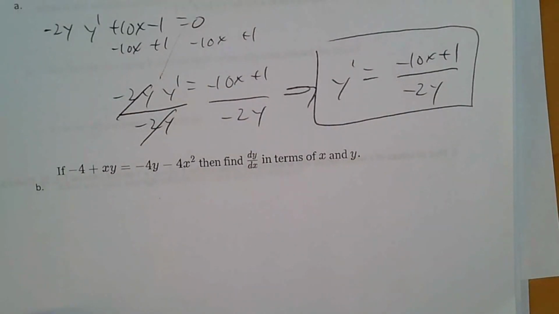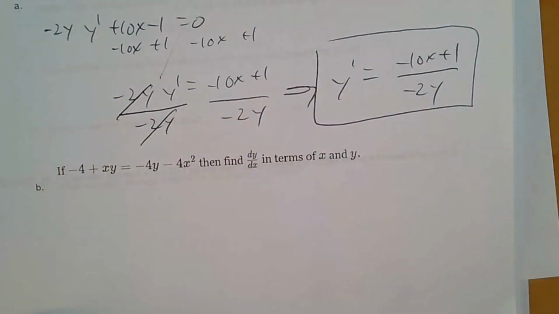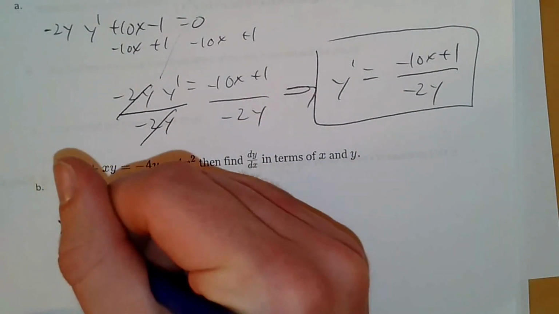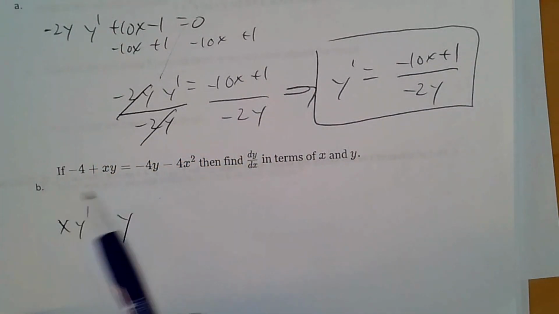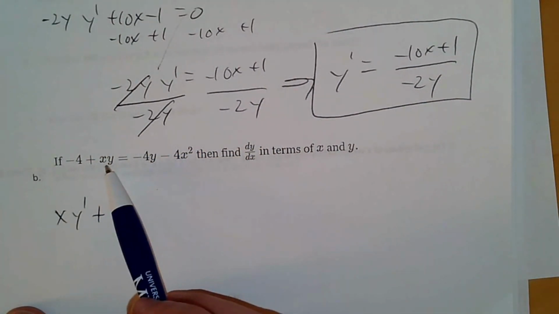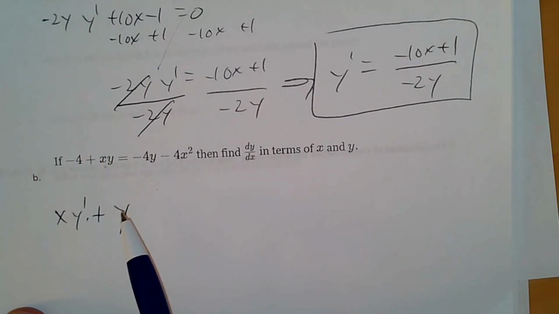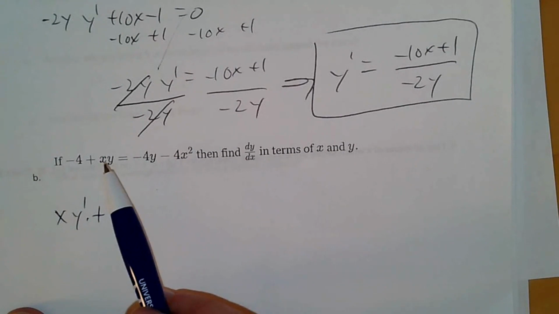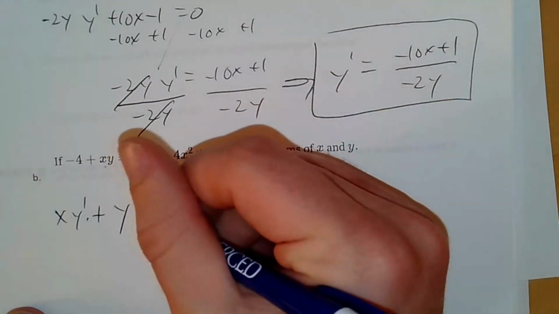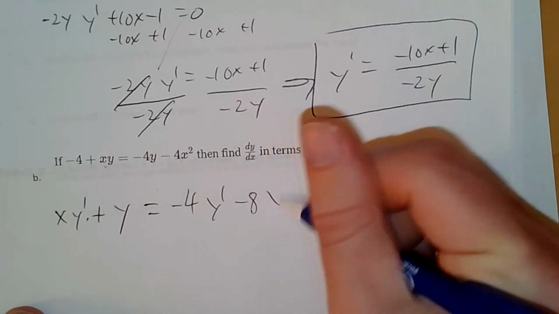Okay, moving on. Same thing here. A little bit more challenging. Take the derivative of the whole thing. Xy is x y prime plus y. This is product rule right here. Left d right, so x y prime, plus right d left. So it's like x times the derivative of y plus y times the derivative of x. The derivative of x is 1. So that's why that's not there. Equals negative 4y prime minus 8x.